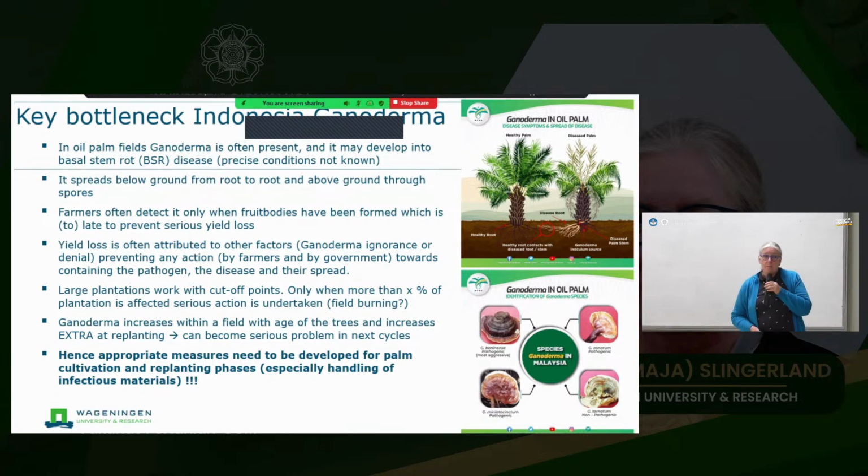And what we see over time is if you have one Ganoderma in your field, over time you get more. And if you have it in your first cycle of 25 years, and you go to the second cycle, you get more. So we think it's important to learn how to deal with it when you have it in your plantation, but also how to deal with it at replanting, because apparently that is a moment when suddenly there's much more afterwards. So something goes wrong there. So appropriate measures need to be developed for palm cultivation in the replanting phase, but also in the cycle.